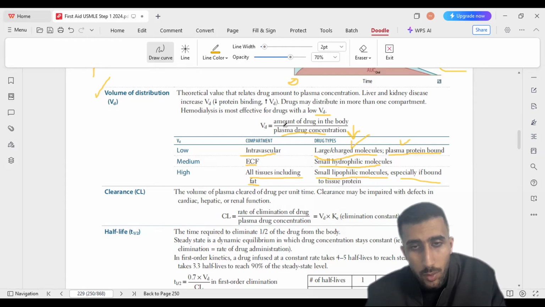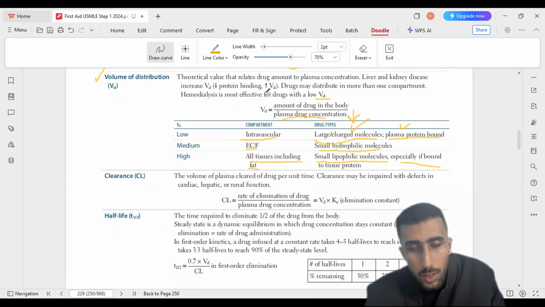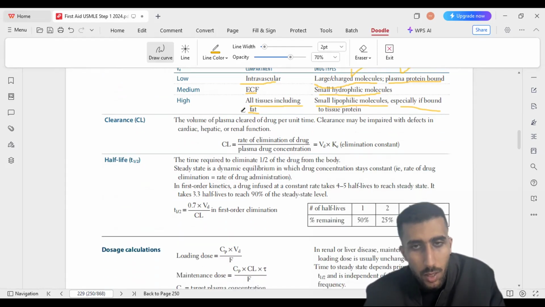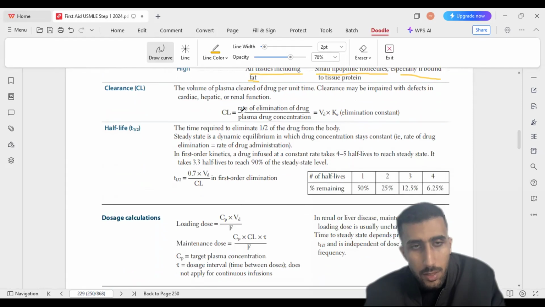So the plasma drug concentration is going to be low, and if a drug has a high volume of distribution, the amount of the drug in the body is going to be increased. So it is directly related to the amount of the drug in the body and inversely related to the plasma drug concentration. The plasma drug concentration has an inverse relationship with its volume of distribution. As the volume of distribution increases, more of the drug will not stay in the plasma, and the plasma drug concentration is going to decrease.